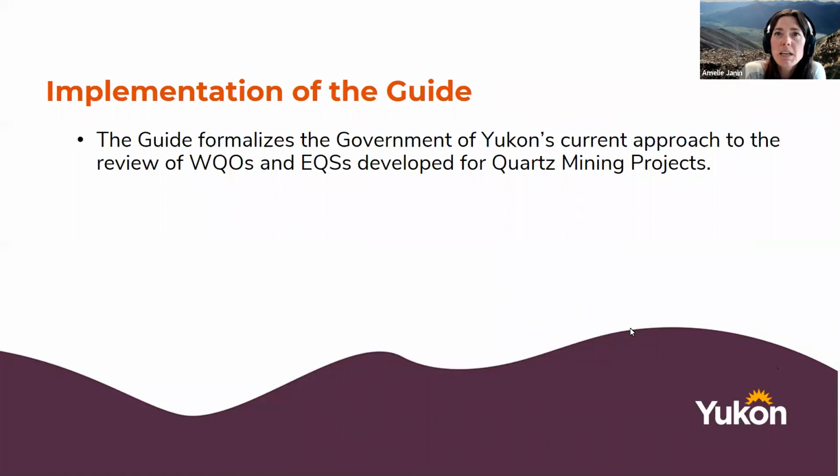So basically the guide is really laying out our expectations for how we want the proponent to develop water quality objectives and effluent quality standards. If the proponent is following the guide, everything is good, and we should have good water quality objectives and effluent quality standards in the end. If the proponent decides not to follow the guide, then there will be higher scrutiny into why there was deviation from the guide. And so really we are trying to have a clear message to the proponent on what it is that we are expecting.